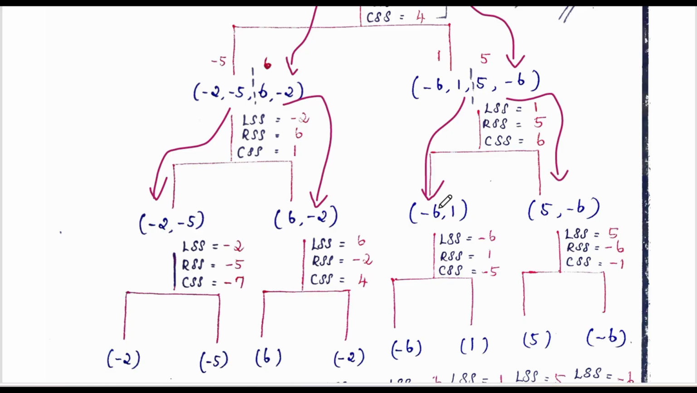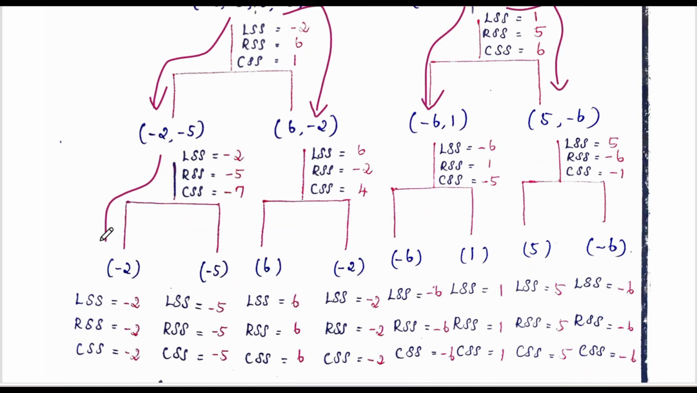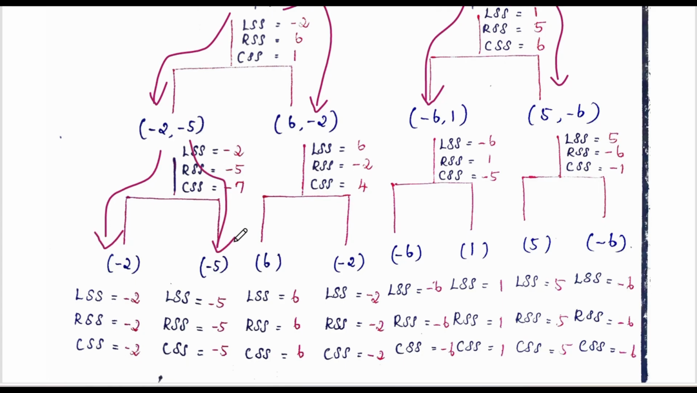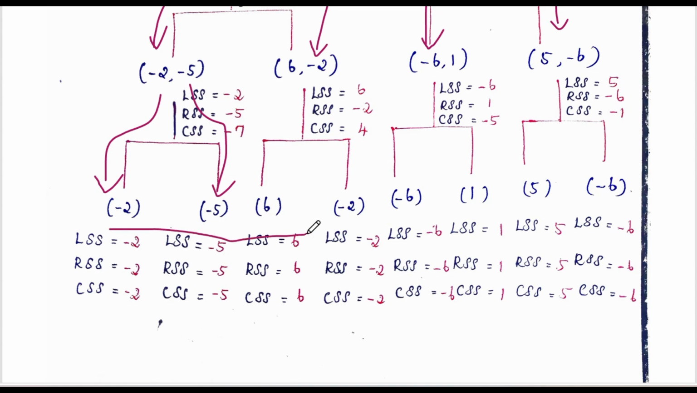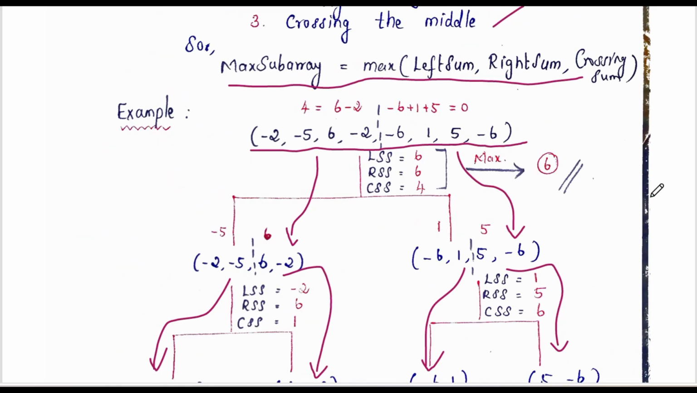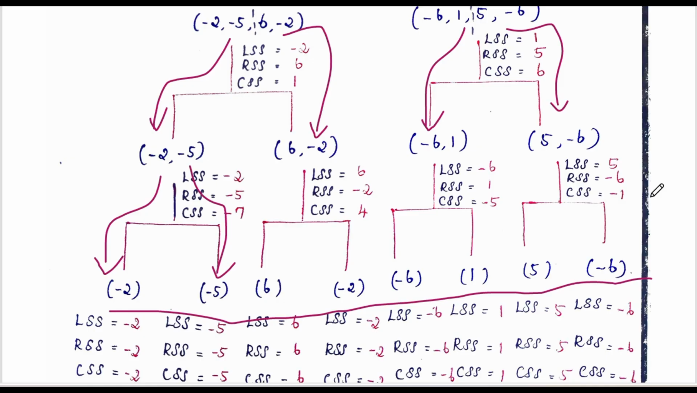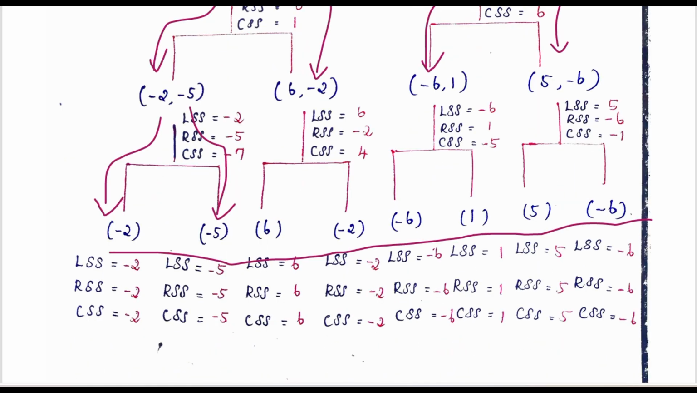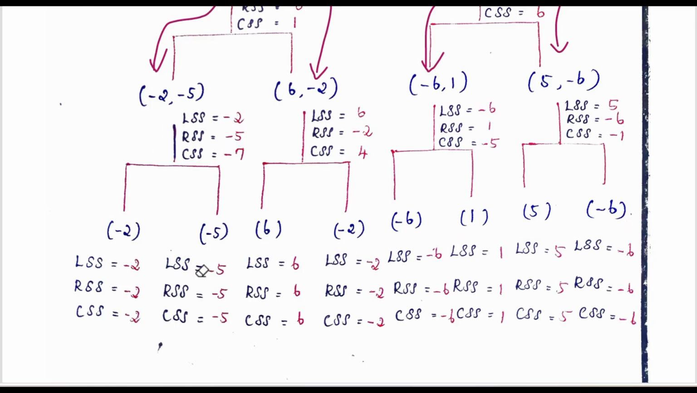So this divide operation ends when each array contains only one element. Okay, each array contains only one element. Finally these are the arrays. So these arrays contain only one element. Then we stop the divide operation here. Okay, we divide the array into left and right parts until the array contains only one element. Clear?